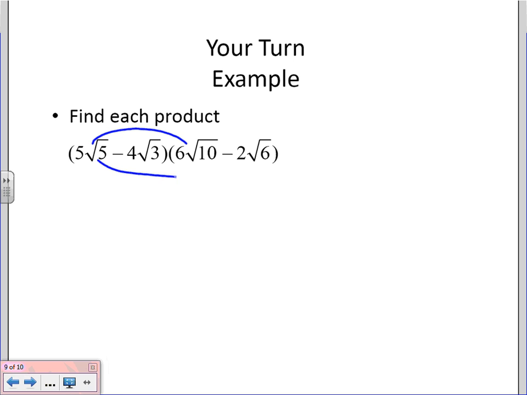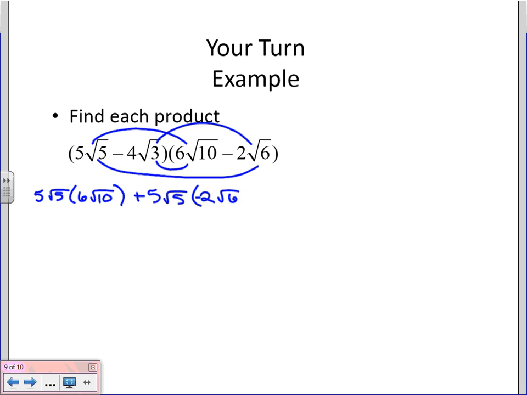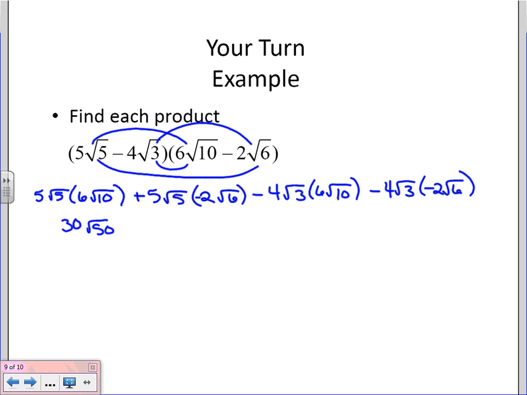Okay, so we do the first, outside, inside, last. And we get 5 square root 5 times 6 square root 10, plus 5 square root 5 times negative 2 square root 6, minus 4 square root 3 times 6 square root 10, minus 4 square root 3 times negative 2 square root 6. And this becomes 30 square root of 50, minus 10 square root of 30, minus 24 square root of 30, plus 8 square root of 18.